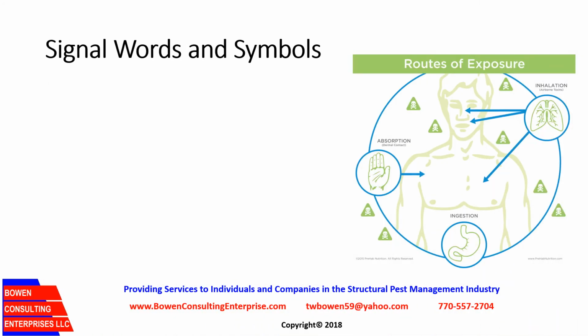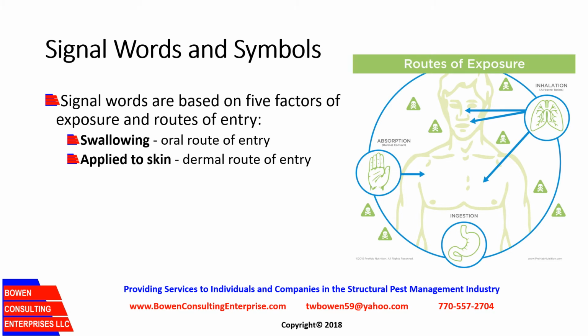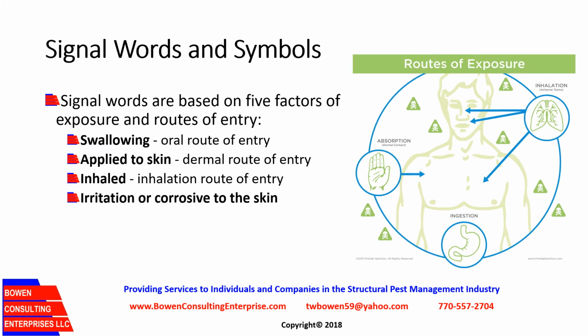Which signal word appears on a pesticide label is based on 5 factors of exposure and routes of entry. The term routes of entry is used to describe the different ways that pesticides can enter the body and have a toxic effect on non-target organisms like humans. These routes of entry are swallowing, applied to skin, inhaled, irritation or corrosive to the skin, and irritation or corrosive to the eye.